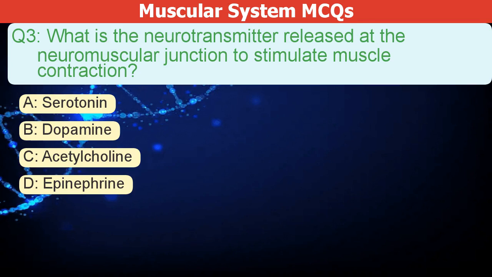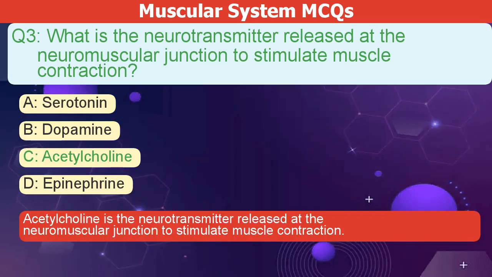What is the neurotransmitter released at the neuromuscular junction to stimulate muscle contraction? A. Serotonin. B. Dopamine. C. Acetylcholine. D. Epinephrine. The correct answer is C. Acetylcholine is the neurotransmitter released at the neuromuscular junction to stimulate muscle contraction.